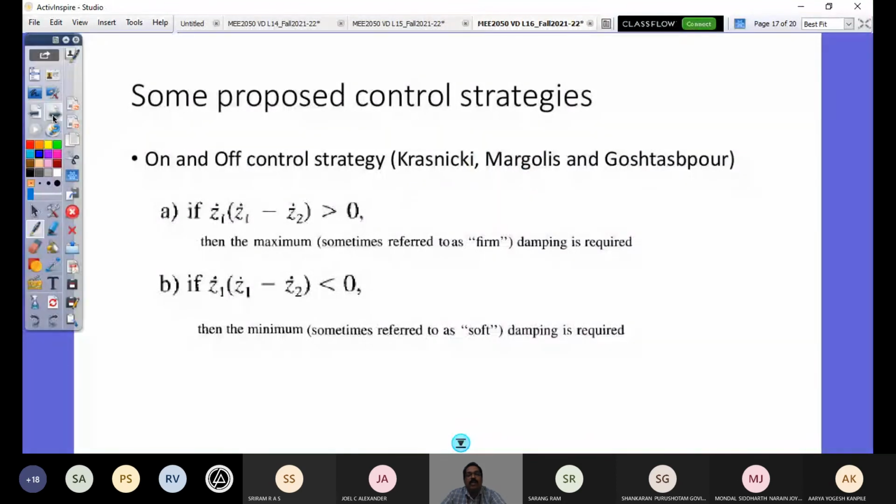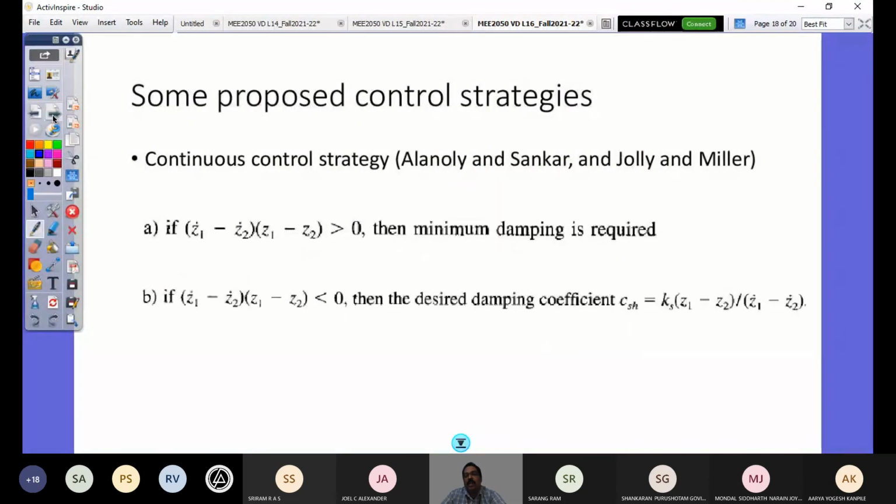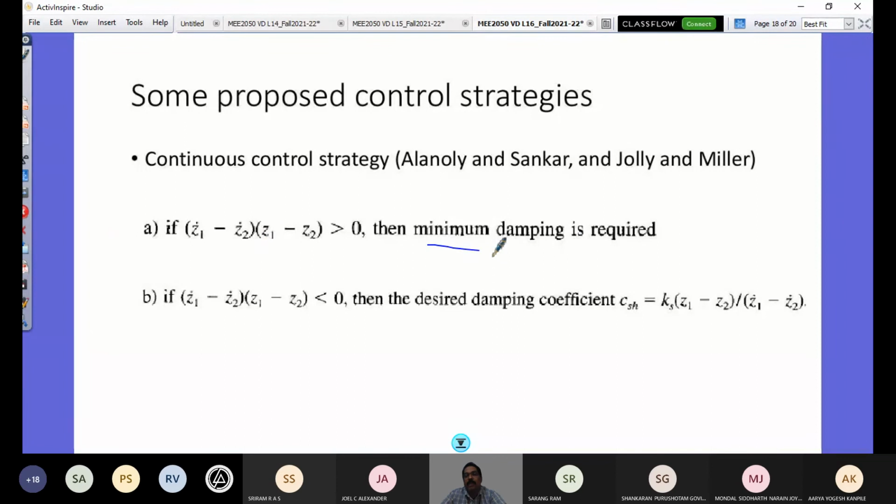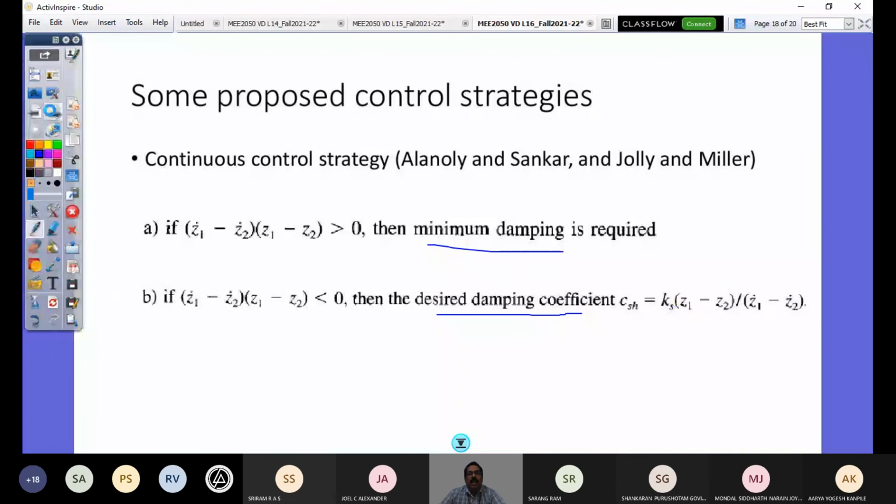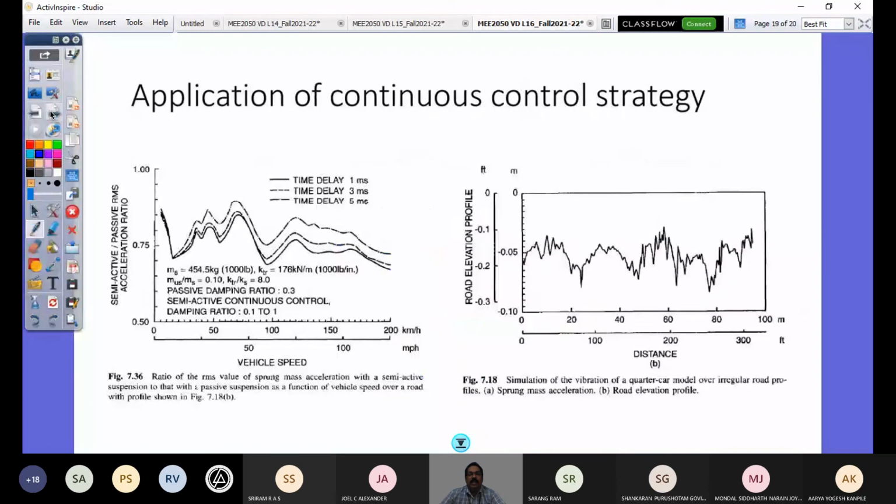And another one is called a continuous control strategy, given by Alan C. Sankar and Jolene Miller. And they take this product to have a minimum damping, or to have damping by this formula for this situation. And these are the observations for passive and semi-active suspension systems when employed.